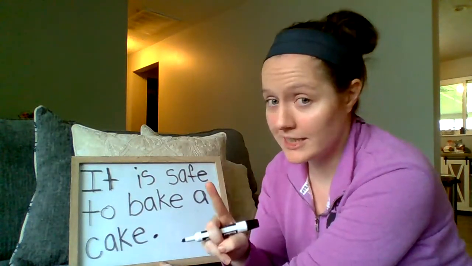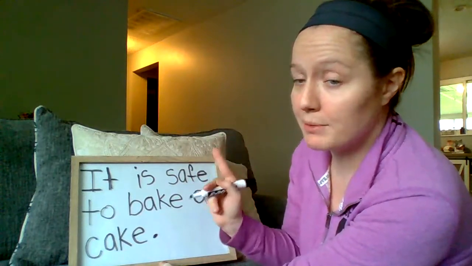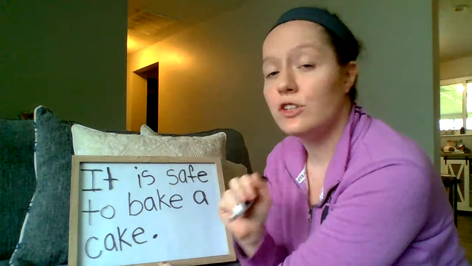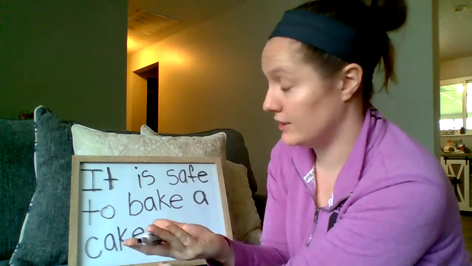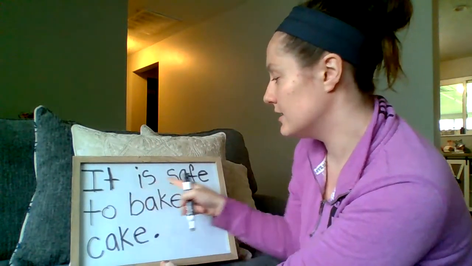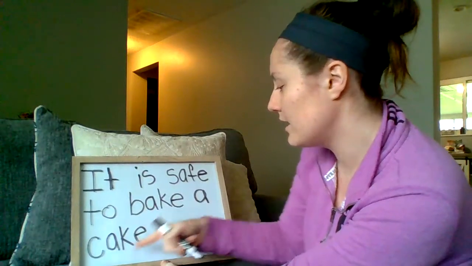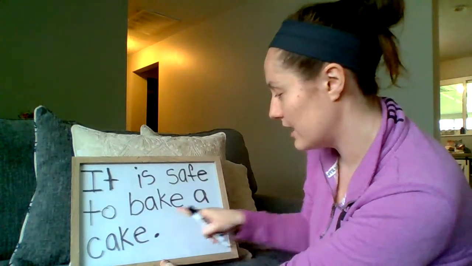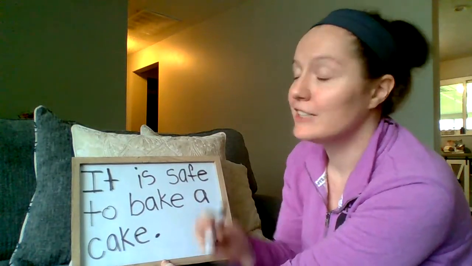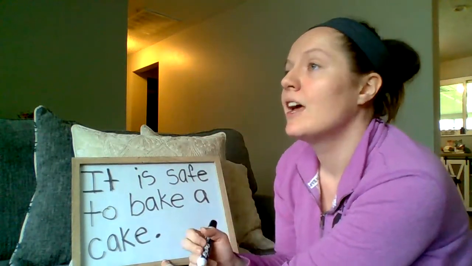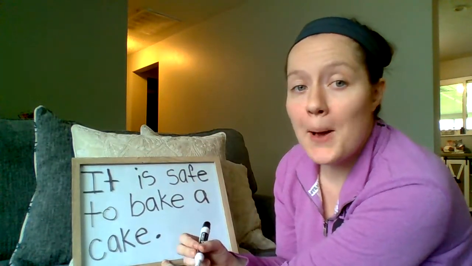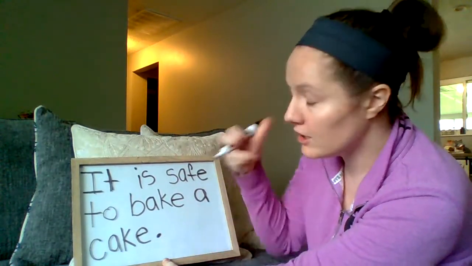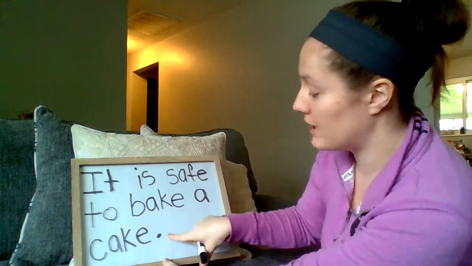C, capitalization. Did I start with a capital letter? Yes. So I would check my C. Good to go. U, understanding. Does it make sense? It is safe to bake a cake. Now you. Good. So U makes sense. Next one we have is P, punctuation. Look at the end of your sentence. If you have a period, awesome. If you don't, make sure you add it.